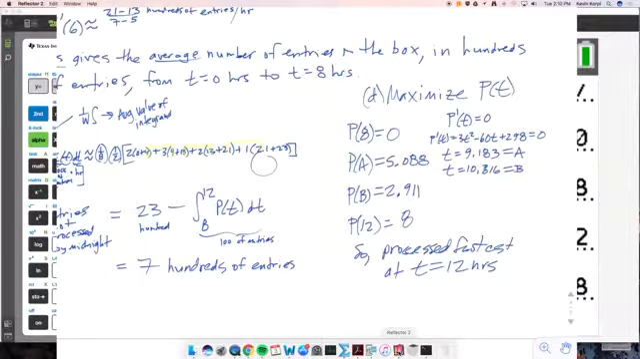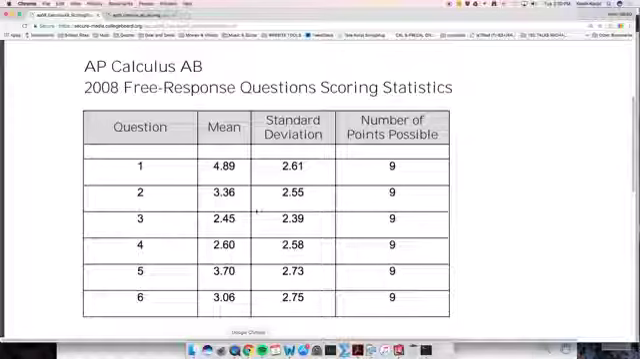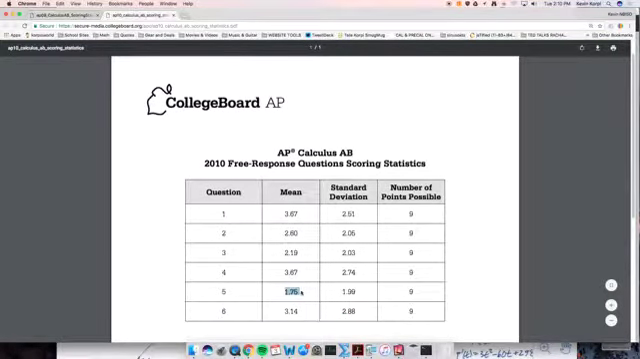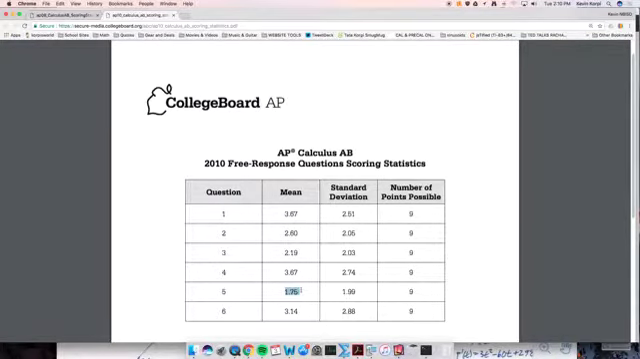So that's worth 9 points. On the scoring guidelines, we didn't get a chance to look at it. But real quickly, the scoring statistics, if you want to look at it. This was question number 5. The average score, look at it, 1.75 the average student got out of 9. If you're getting 3 or 4, or heaven forbid 5, whoa, you're launching yourself into the upper echelon. If you're getting all 9, you're a math god.